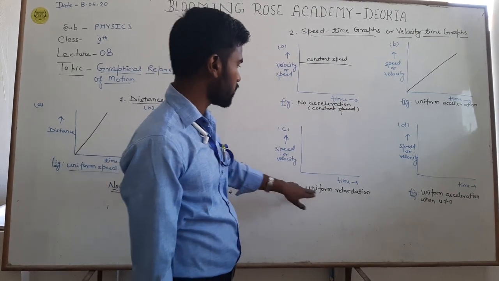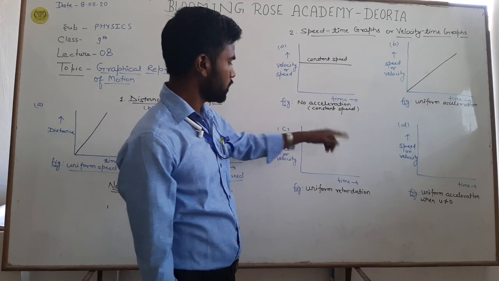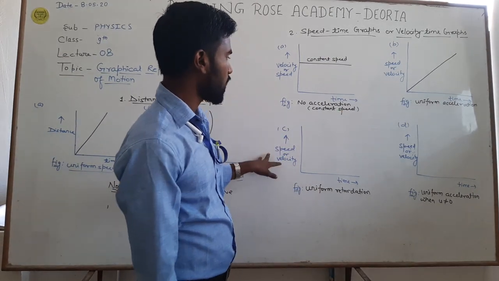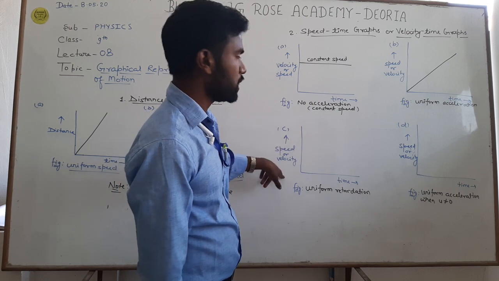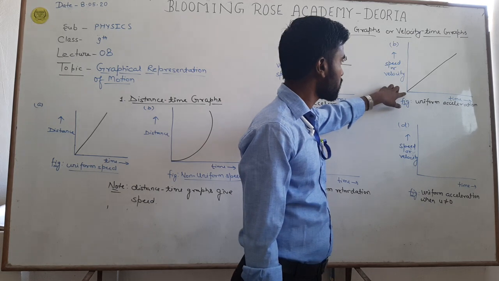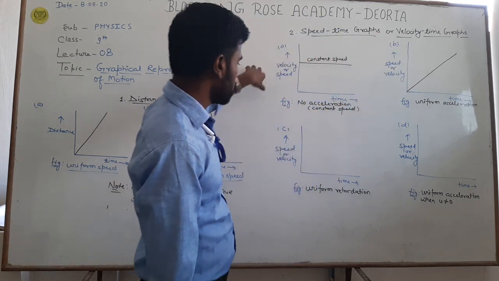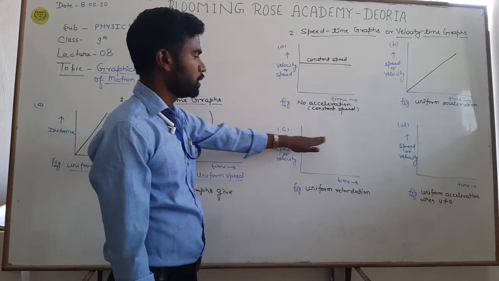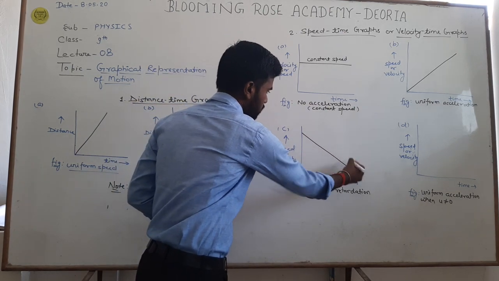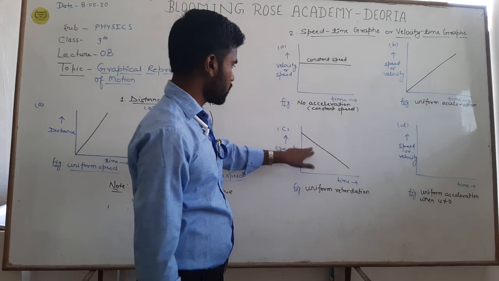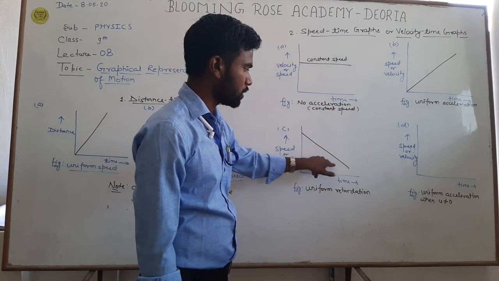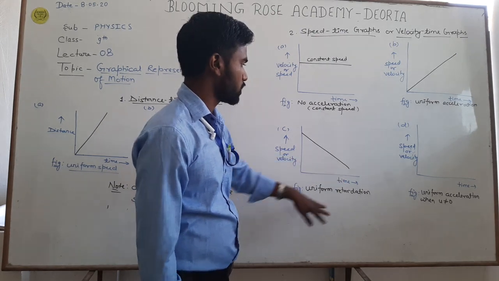Here is the uniform retardation graph. As we know, retardation is negative acceleration, so the graph will be decreasing, whereas here it is increasing. It is increasing from the origin to the end, but here the graph will decrease. So the retardation will be shown like this, decreasing from above to a lower section.